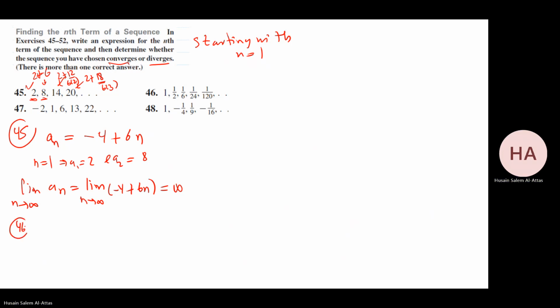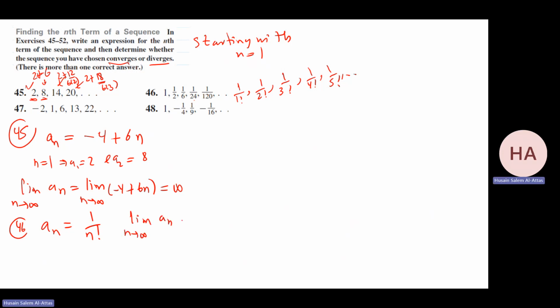46. What is this? This is 1 over 1 factorial. This is 1 over 2 factorial, 1 over 3 factorial, 1 over 4 factorial, 24 times 5, that will be 1 over 5 factorial, and so on. So my a_n will be 1 over n factorial. And what is the limit of a_n as n goes to infinity? For sure, infinity factorial is infinity, so it's 1 over infinity, which is 0.